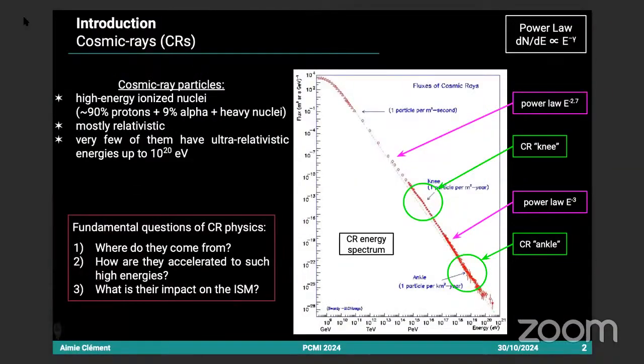Okay, so cosmic rays. Cosmic rays are high-energy ionized nuclei, mostly protons. They are mostly relativistic, but a small fraction is also ultra-relativistic with energies up to 10^20 eV, as you can see on the cosmic ray spectrum here. So the fundamental questions when speaking of cosmic rays are where do they come from, how they are accelerated to such high energies, and what is their impact on the interstellar medium.